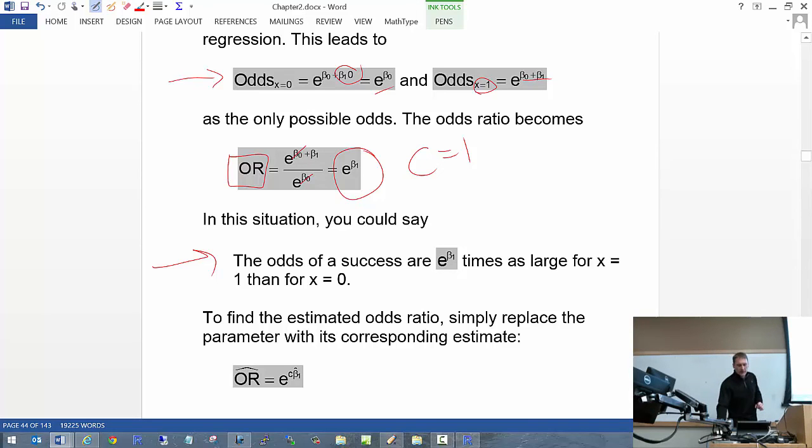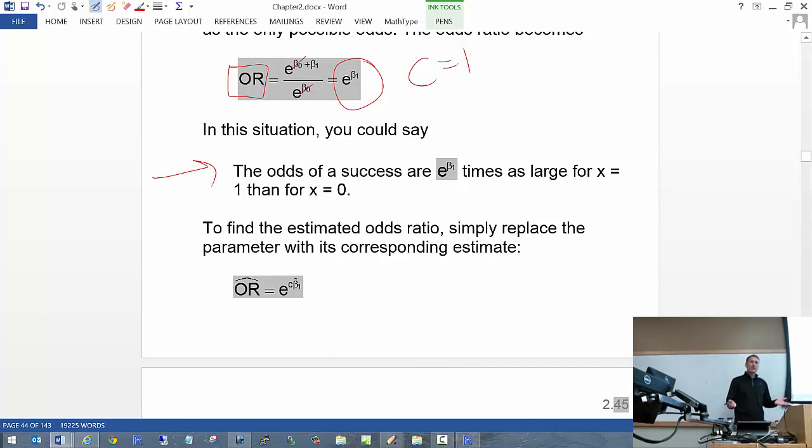How do I find estimates then? Well, the maximum likelihood estimate of this odds ratio, guess what? You just put the hats on top of the unknown things, and you get OR hat. That's my maximum likelihood estimate.